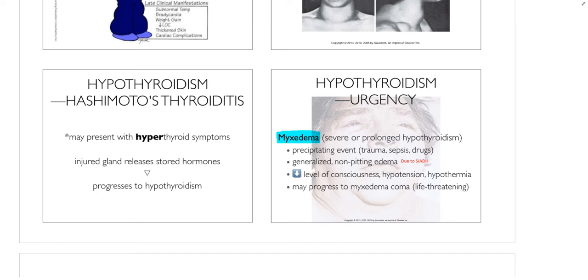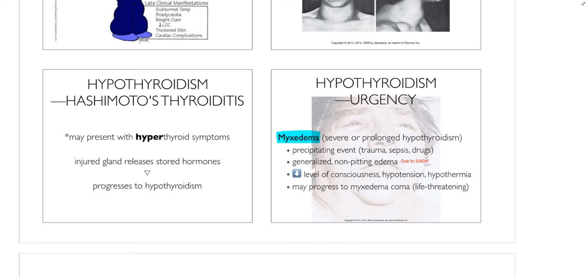So the urgent or emergent form of hypothyroidism is going to be myxedema. This is going to be a severe or prolonged hypothyroidism, and people with hypothyroidism can progress to this over time. I think it's pretty much a natural sequence of events to lead to this if they are not properly treated with hormone replacement therapy. A lot of times it comes from a precipitating event such as trauma, stress, or drugs.